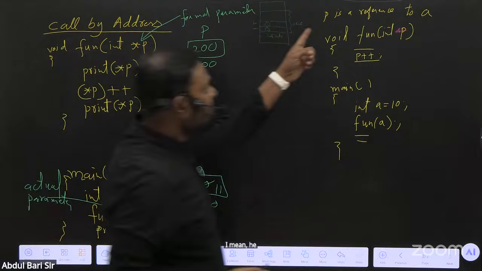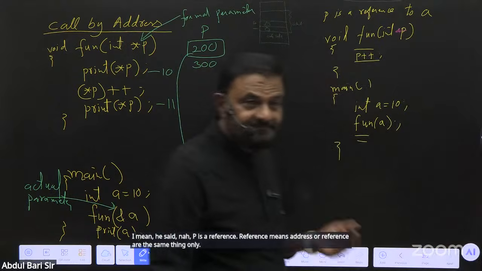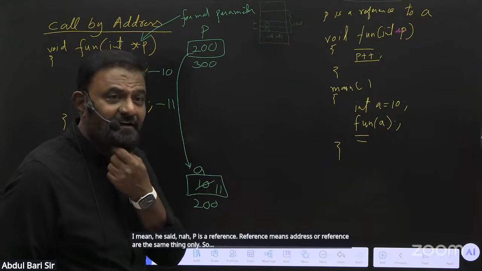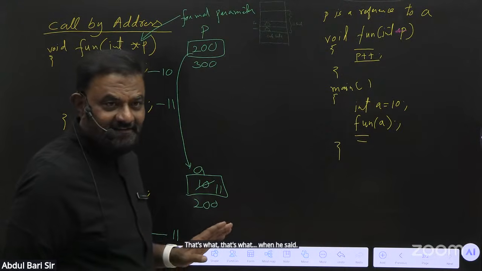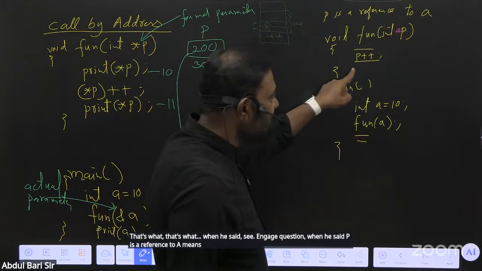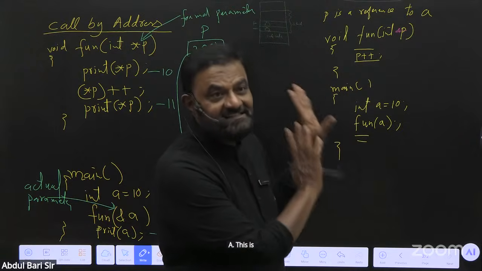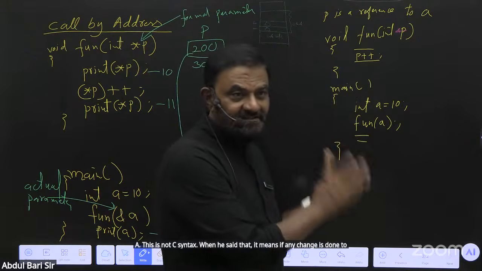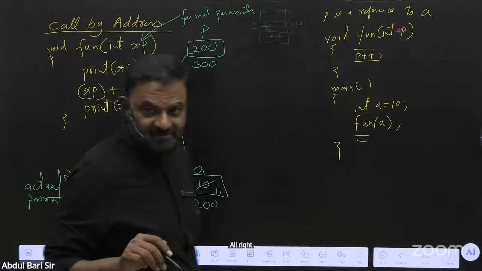He said, no, P is a reference. Reference means address or reference are the same thing only. So when he said, in the GATE question, that P is a reference to A, it means if any changes are done to P, they are changing A. This is not C syntax. So you don't have to write star or anything. All right? Understood this one?